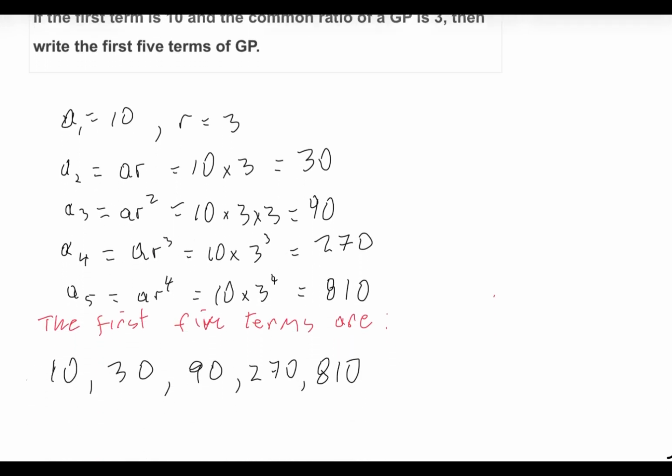So the second term, a sub 2, will be a times r, which is equal to 10 times 3. It's equal to 30. A sub 3 is equal to a times r squared. That's equal to 10 times 3 squared. That is equal to 90. A sub 4 is equal to a times r cubed. That's equal to 10 times 3 cubed. It's equal to 270. A sub 5 is equal to a times r to the 4th power is equal to 10 times 3 to the 4th power is equal to 810. So the first 5 terms of the GP are 10, 30, 90, 270, 810.